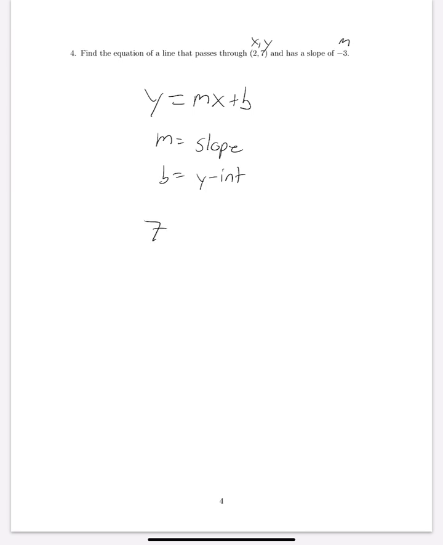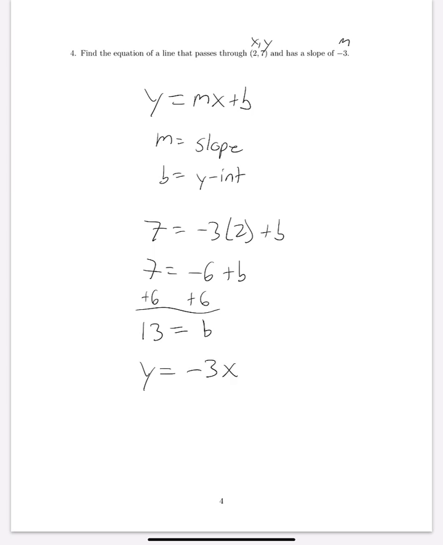So I'm going to say that 7 is equal to -3 times my x value of 2, and what I need to figure out is b. I get 7 equals -6 plus b. I'm going to add 6 over, and I get that b is 13. So the line that would pass through those points with a slope of -3 is y equals -3x plus 13.